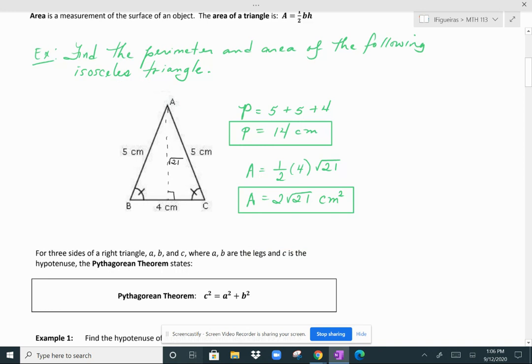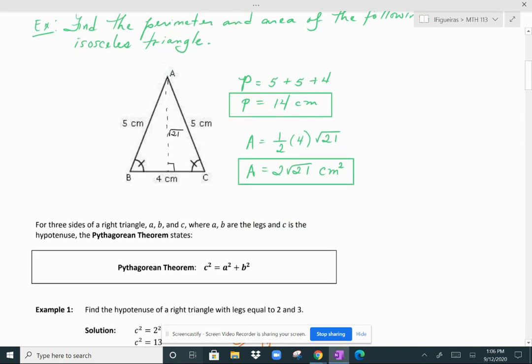With right triangles, you have a theorem called the Pythagorean Theorem that's based off of the three sides of the triangle, the two legs and the hypotenuse. If we have a right triangle with legs A and B, and let C be the hypotenuse, then the Pythagorean theorem says that the hypotenuse squared is equal to one leg squared plus the other leg squared. So C squared equals A squared plus B squared.